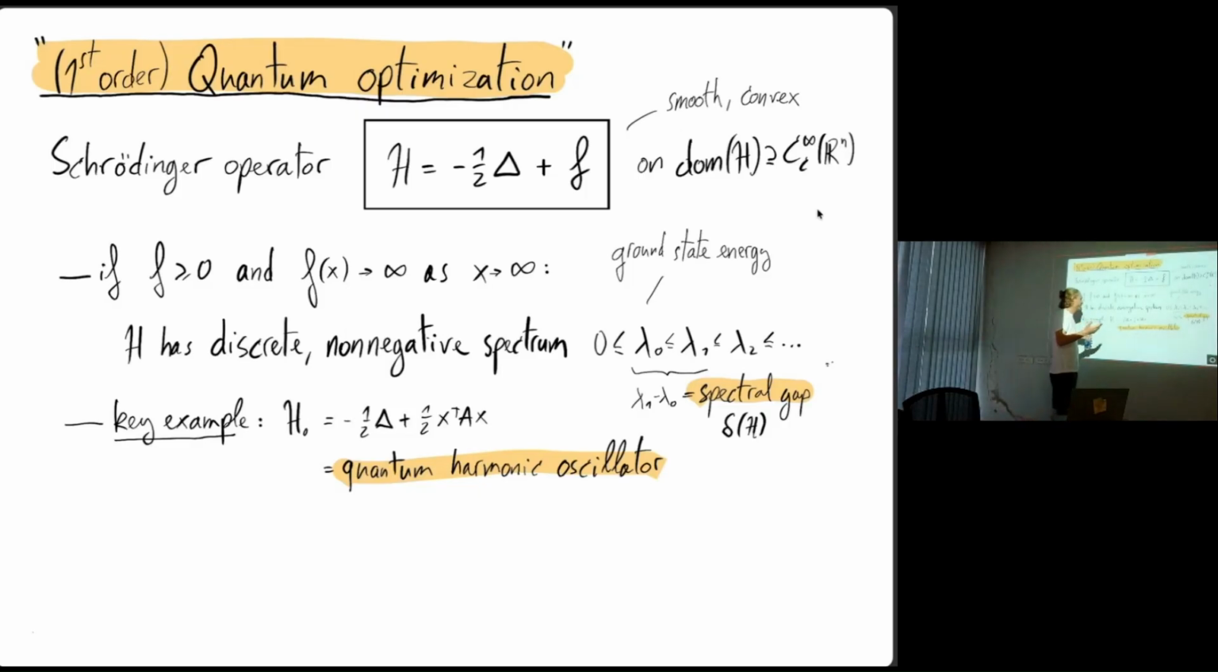And so notice that it's sort of stupid and simple, but again it's quadratic, right? So what's the textbook example in convex optimization? It's quadratic. What's the textbook example of a Schrödinger operator? It's the harmonic oscillator. So we're sort of triggered by that. I think it's part of the motivation.